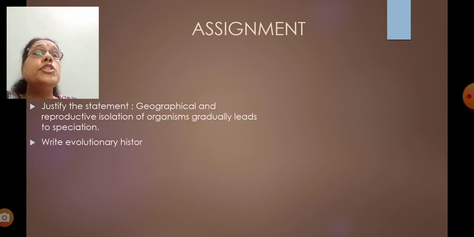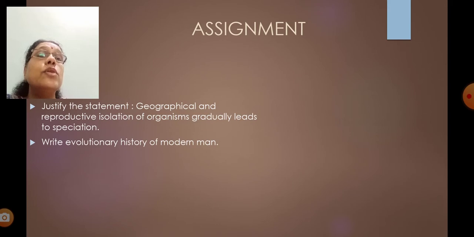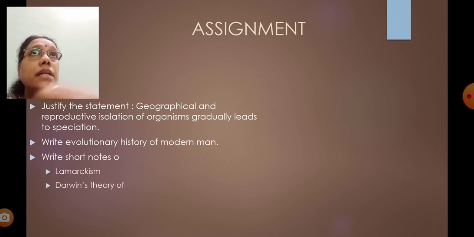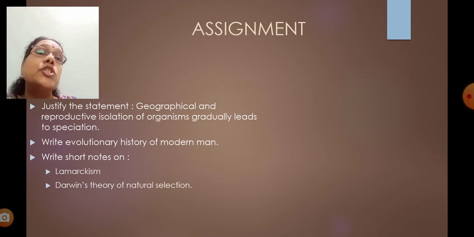Justify the statement: geographical and reproductive isolation of organisms gradually leads to speciation. The answer is given in that speciation slide. You have to go through it. Write the evolutionary history of modern man. That modern man history is given point-wise in this slide. You can copy it. Write short notes on Lamarckism and Darwin's theory of natural selection. All the answers are given in the video itself. You can pause the video and write the answers in your science notebook.